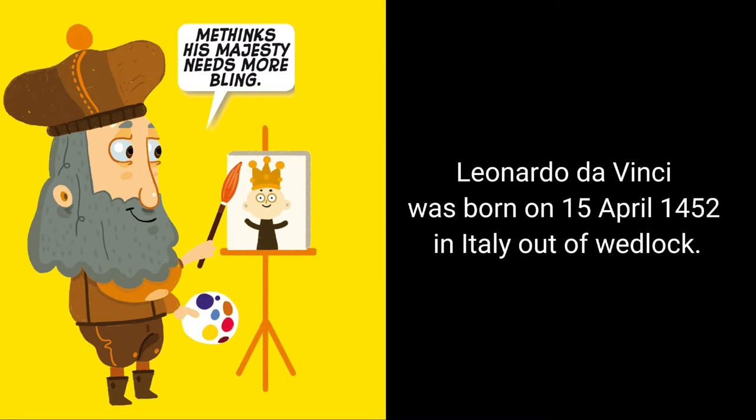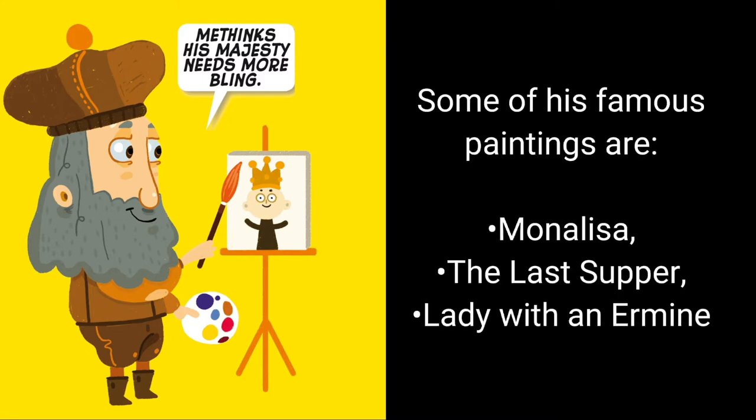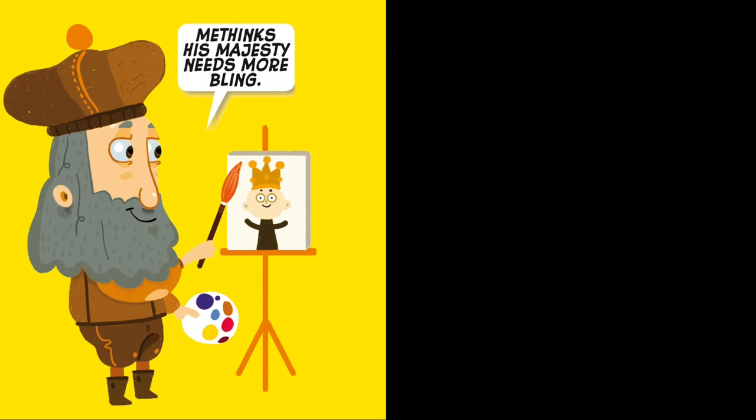Leonardo da Vinci was born on April 15, 1452 in Italy out of wedlock. He was an Italian polymath of the High Renaissance. He was active as a painter, draftsman, engineer, scientist, theorist, sculptor, and architect. Some of his famous paintings are Mona Lisa, The Last Supper, Lady with an Ermine.